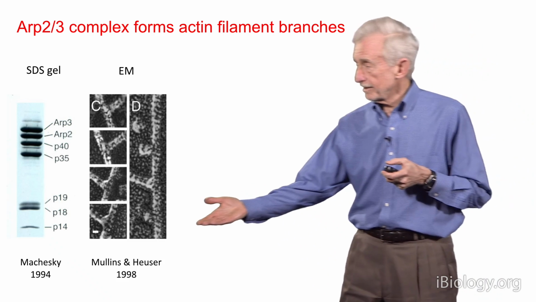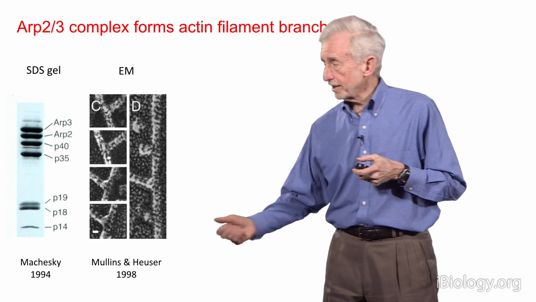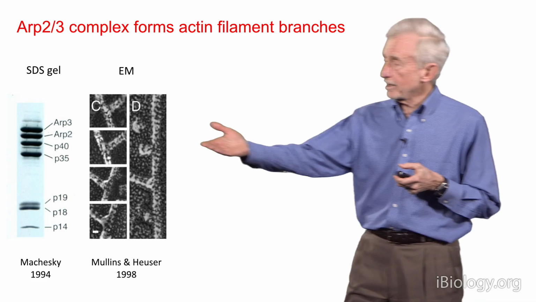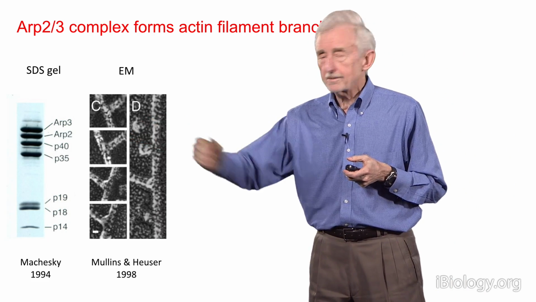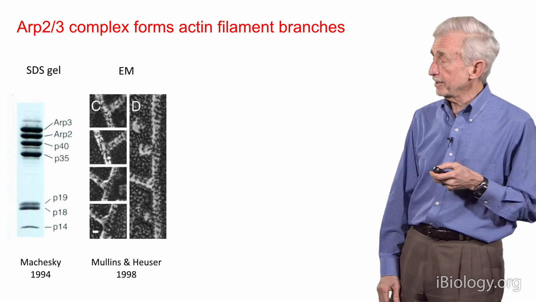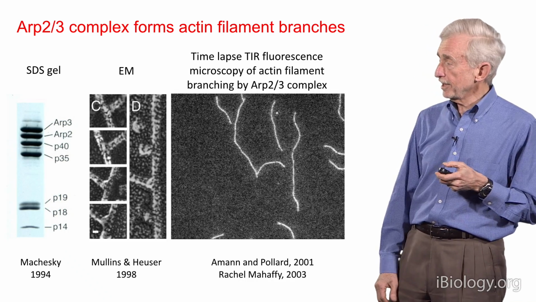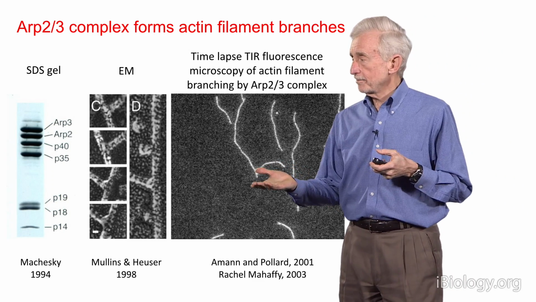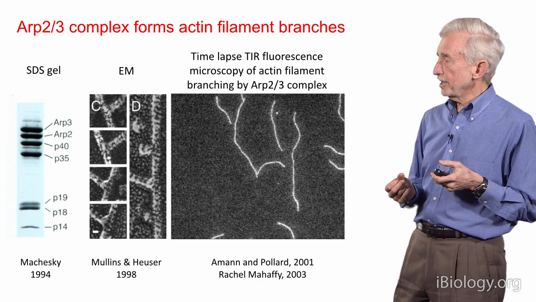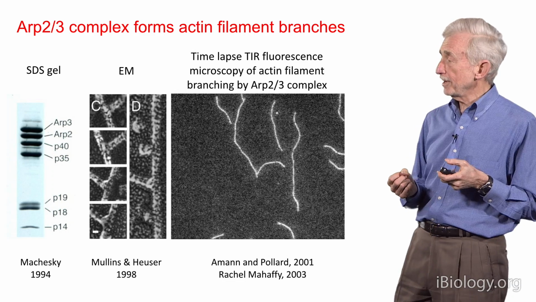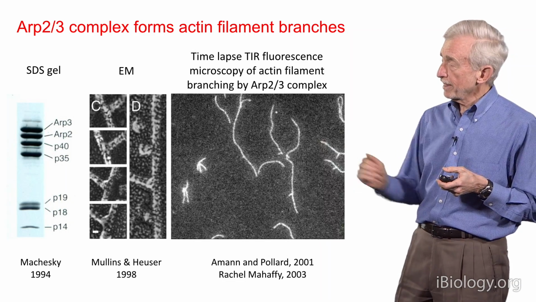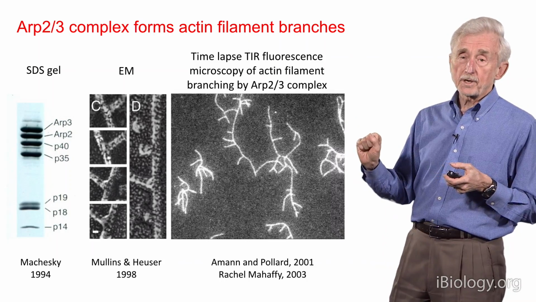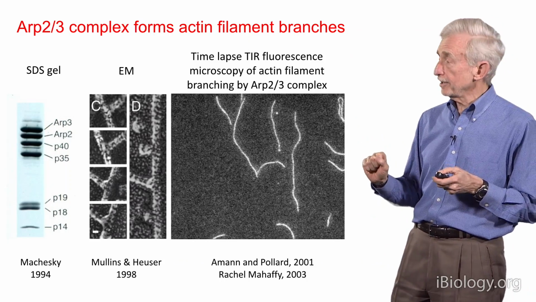A few years later, Dyche Mullins, who was a postdoc in my lab, and my friend John Heuser got together and showed that the ARP2-3 complex would make branches on the sides of pre-existing actin filaments. And we can see that beautifully now by light microscopy. This is a mixture of purified actin, ARP2-3 complex, and a nucleation promoting factor. And what you can see in this movie, as it loops around, is that successive generations of branches are forming on the sides of the filaments.